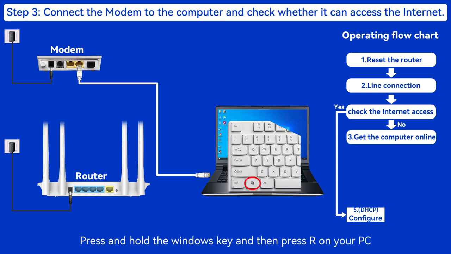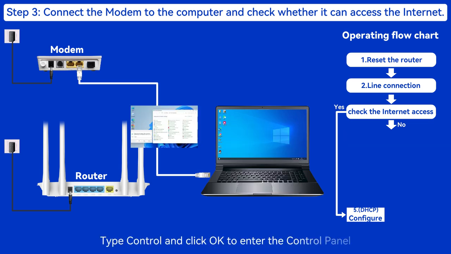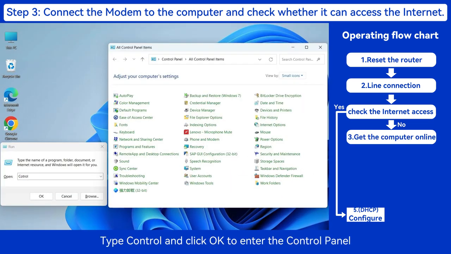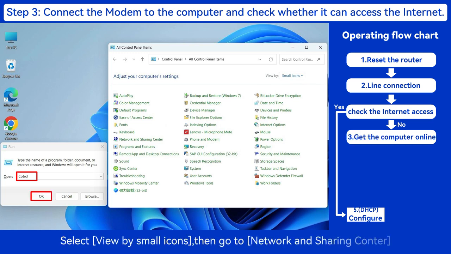Press and hold the Windows key and then press R on your PC. Type control and click OK to enter the control panel. Select View by small icons, then go to Network and Sharing Center.